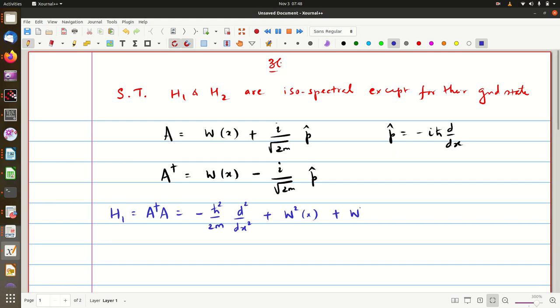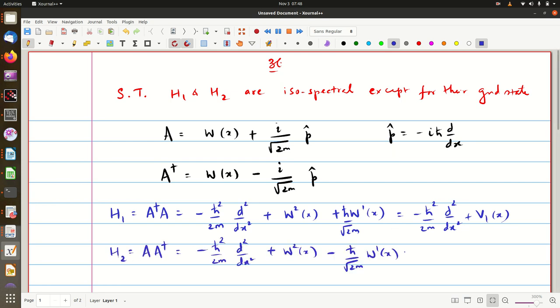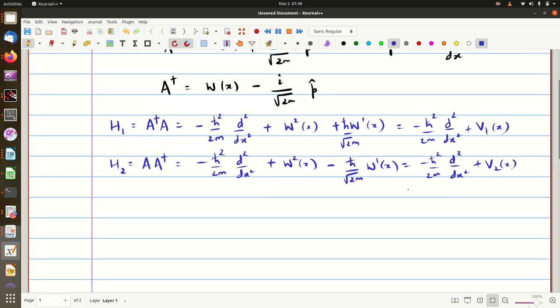plus W dash of x into h cross upon root 2m. So basically we call this V1 of x. So we had minus h cross squared by 2m d squared by dx squared plus V1 of x. And similarly we had formed H2, that is minus h cross squared upon 2m d squared by dx squared plus V2 of x. So V1 and V2 are called the supersymmetric partner potentials.